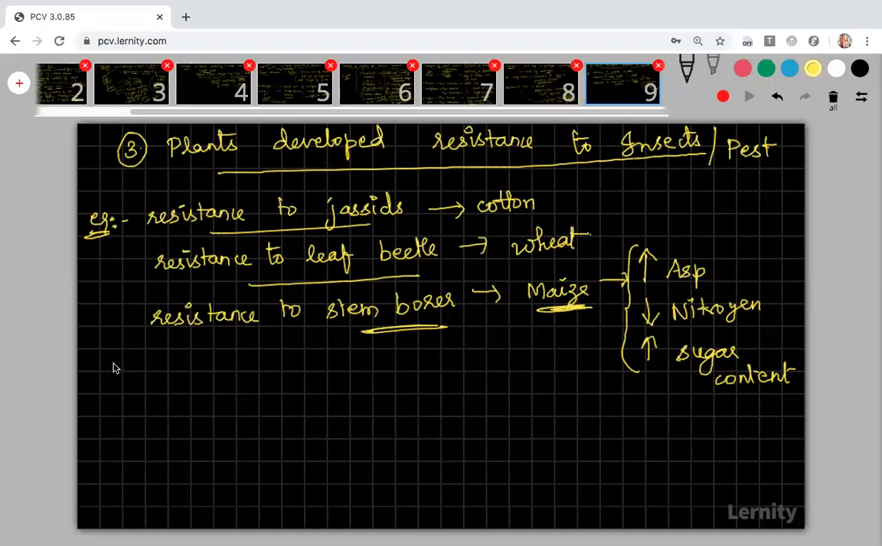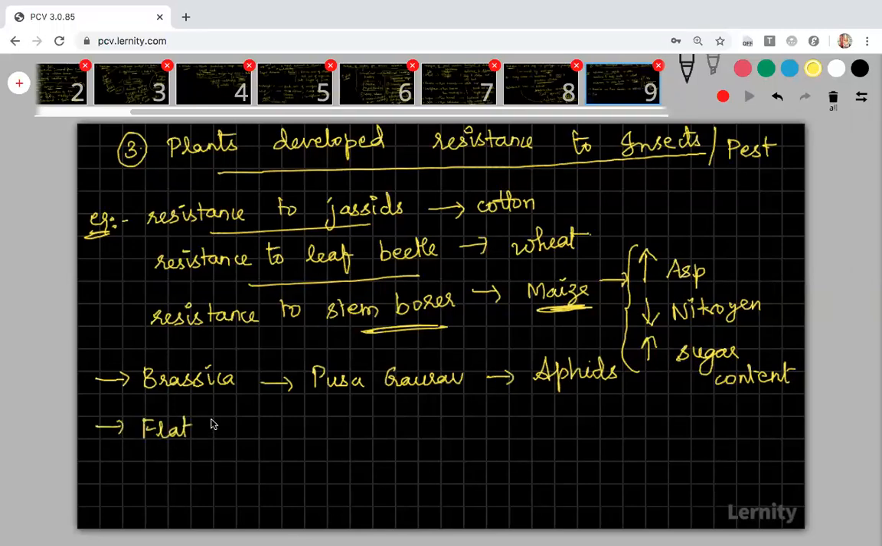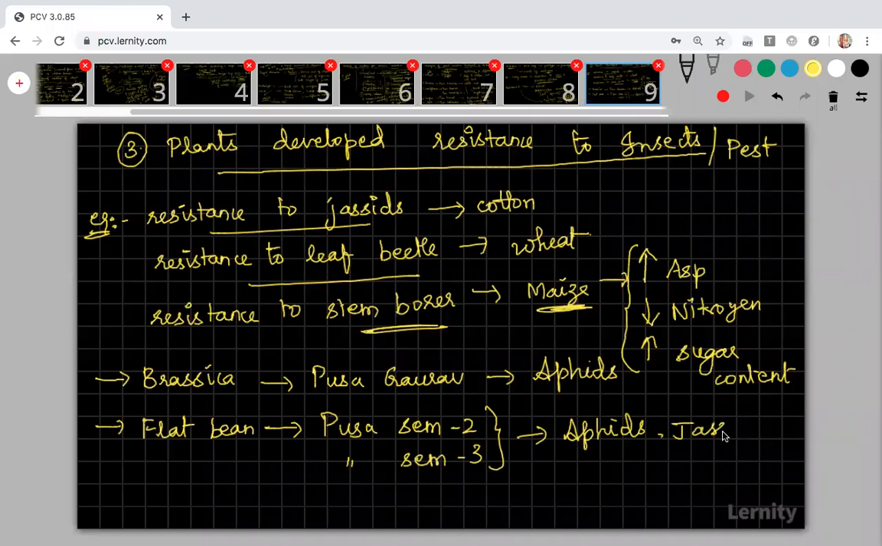Okay, now I will give you some more examples. Already we have discussed these examples. Anyways, again I will tell you, if you want to note down, you can write it now. So one is the Brassica variety of plant, which we call Pusa Gaurav, and this is resistant to aphids. The second variety of crop plant is in flat beans. So flat beans, what is the name I gave you? Pusa Sem 2 and Pusa Sem 3. These two varieties are resistant to aphids, jassids, and also fruit borer disease.